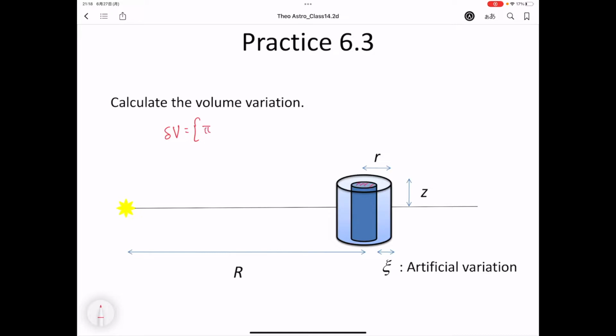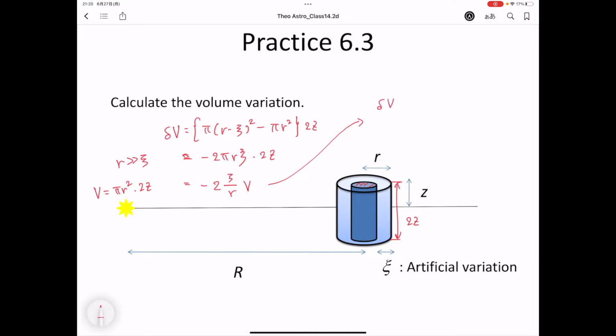The area of the cylinder is pi times (r minus z) squared minus pi r squared, and the height of the cylinder is 2z. If you consider r is much larger than z, this can be approximated as minus 2 pi r z times 2z. The initial volume can be calculated as pi r squared times 2z. So these equations give delta V equal to minus 2z over r times V. From this equation, you can find that delta V over V can be expressed as minus 2z over r. So this is the volume variation.